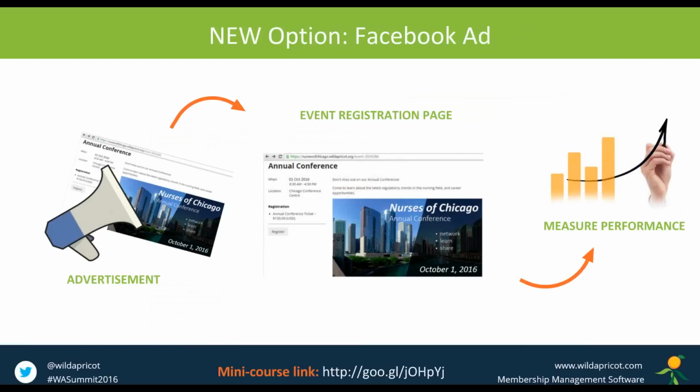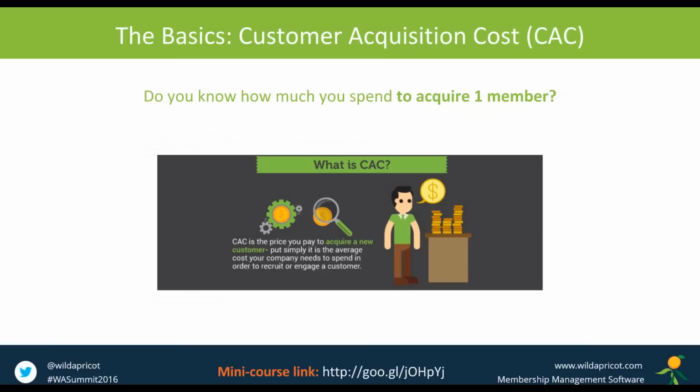So the strategy we're going to suggest is we're going to create a Facebook ad that's going to direct to an annual conference registration page for a fictional organization that we've created, which is the Nurses of Chicago. And then we're going to measure the performance of the ad so that we can improve upon it for future ad campaigns.